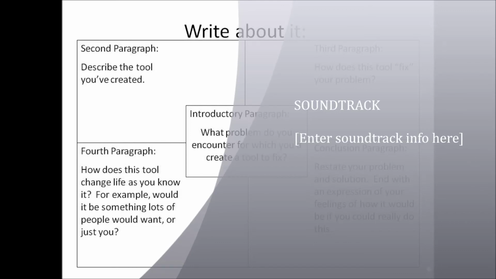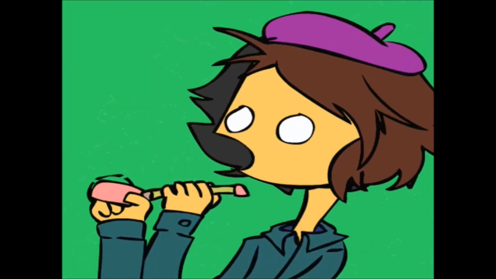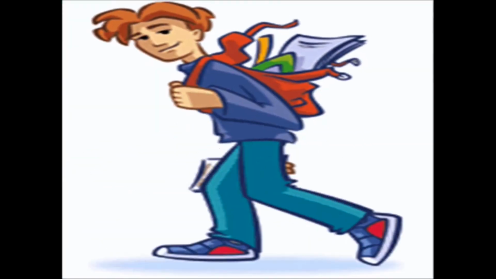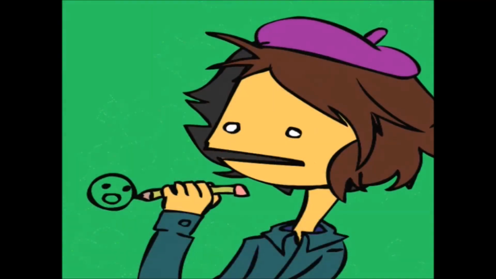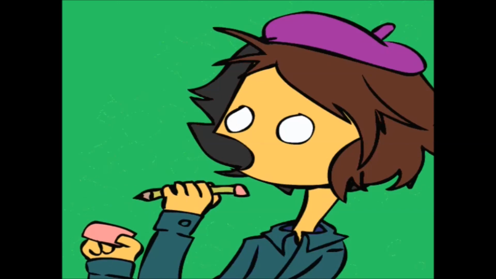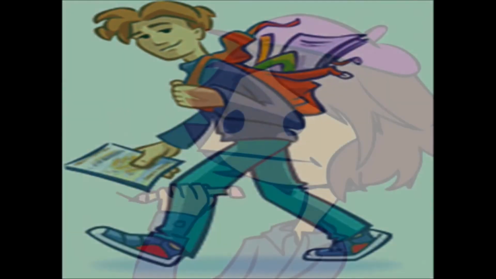For example, would it be something lots of people would want or just you? And the last one, the conclusion paragraph: restate your problem and solution. End with an expression of your feelings of how it would be if you could really do this. So write what problem you encountered and how you have created a tool to fix it.